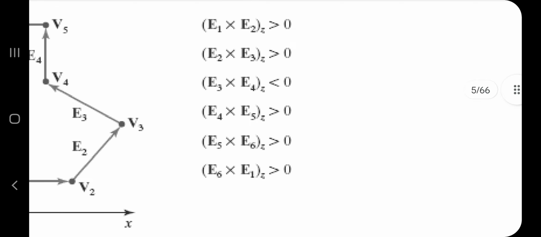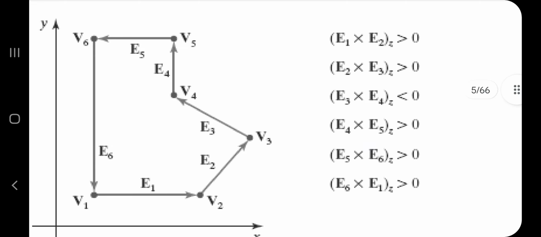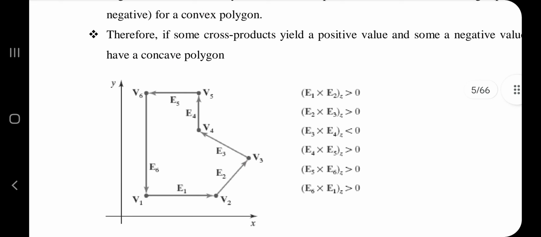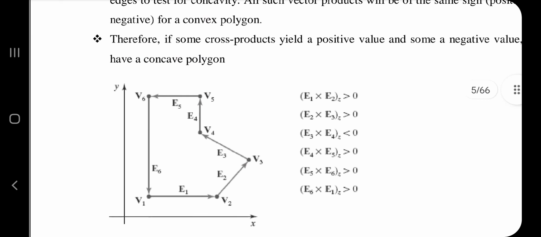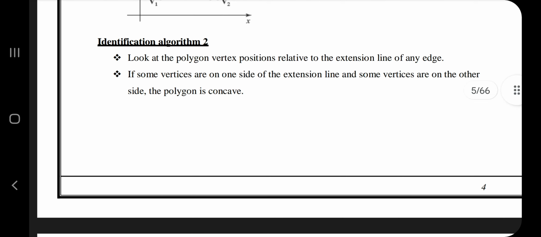If I zoom in, all the values of the cross product will be greater than 0 except this one. Here, E3 cross E4 is less than 0. This is E3, this is E4. It is less than 0 because the angle is greater than 180. In that case you will get less than 0. In this way you can identify which of the lines form a concave polygon. That's one of the algorithms.